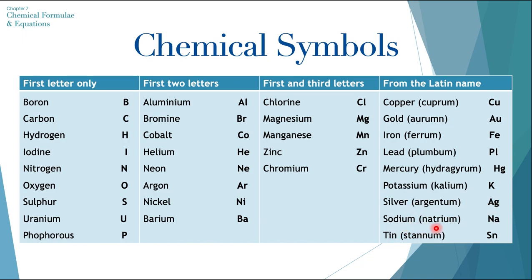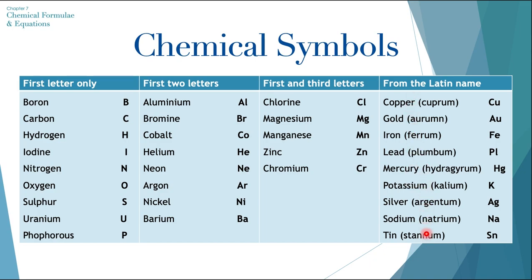For sodium, we have natrium. It's probably going to be natrium, but I'm still not sure about these Latin names. And sodium is Na. First two letters. Tin, for tin we write Sn, which comes from stannum. Again, it's not the first two or even the first and third letters. It is the first and fourth letter. Sn is for the tin.